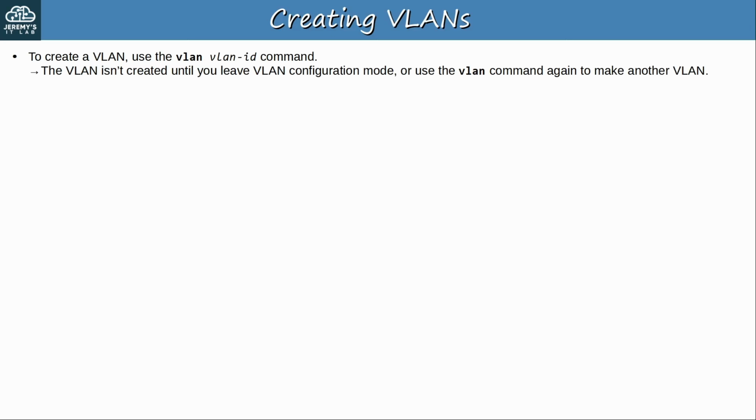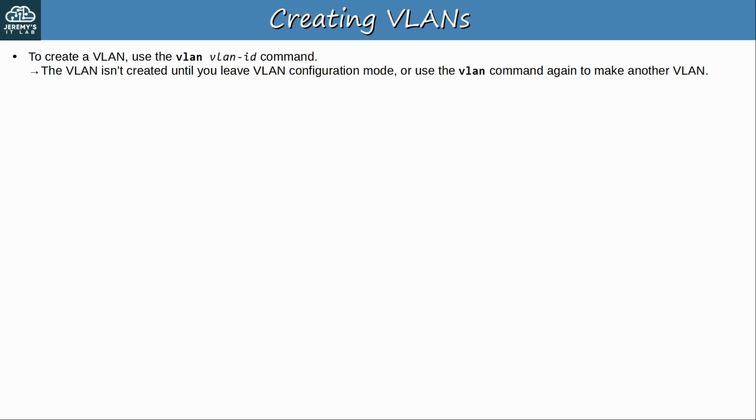Now let's review how to create VLANs. To create a VLAN, use the VLAN command. Keep in mind that this is different than creating an SVI, which uses the interface VLAN command. The VLAN command creates the VLAN itself, which is a layer 2 entity, whereas an SVI is a layer 3 interface associated with the VLAN. Note that after using the VLAN command, the VLAN isn't actually created until you leave VLAN configuration mode, or use the VLAN command again to make another VLAN.